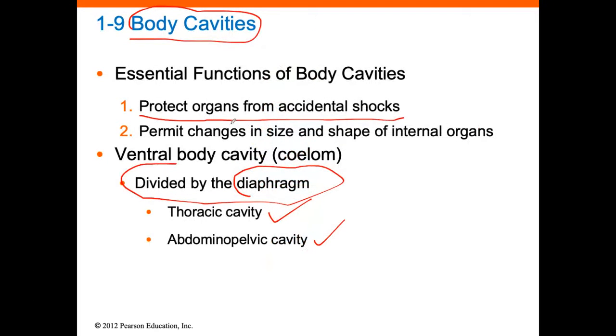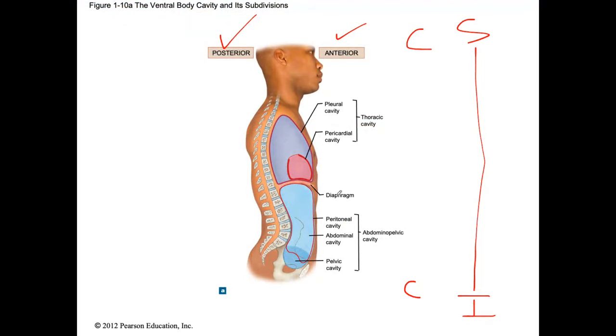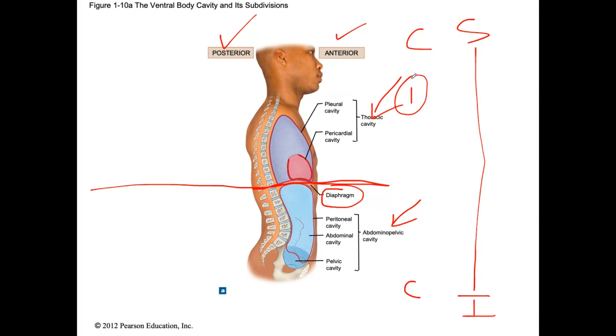Okay, over here we saw this being divided by the diaphragm. Let's go here. Here's the diaphragm. Diaphragm is a muscle that will separate these two cavities from one another. It's separating the thoracic cavity from the abdominal pelvic cavity, right? So we have these two main cavities. Now, the thoracic cavity has an A and a B, right? It's got these two little subcategories.